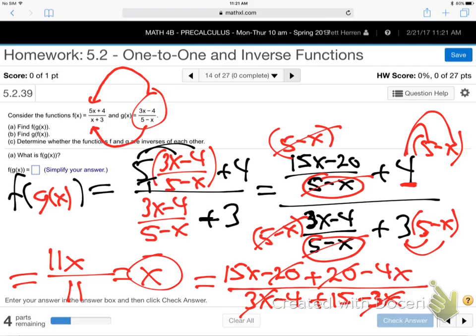So the answer to A is x, so what's the answer to B? We're not going to redo it all on B, it's x. And what's the answer to C? So yes, they are inverses, right? Because it came out the way it started. When you go through both functions, you come back the way you started, those are inverse functions. X, yes, again. You okay with all that algebra, though?